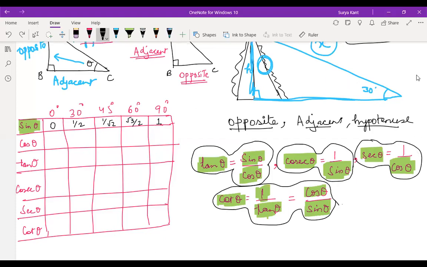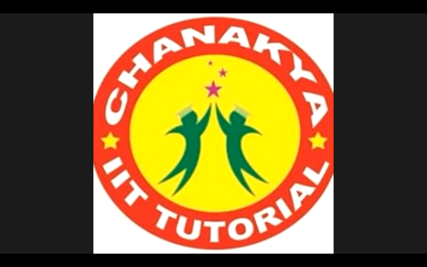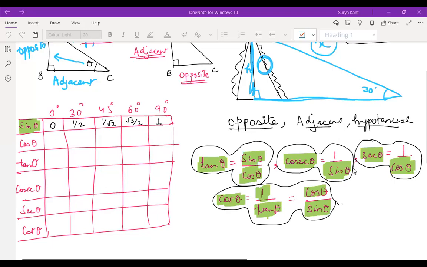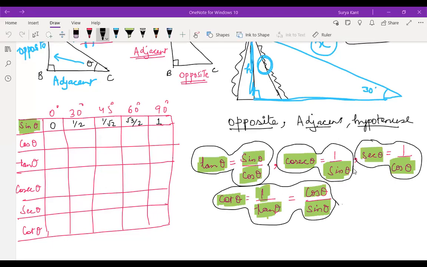And before this table, you should read one more thing. Okay, I'm repeating once again. See, what I'm saying here is, Hemant, try to understand again.